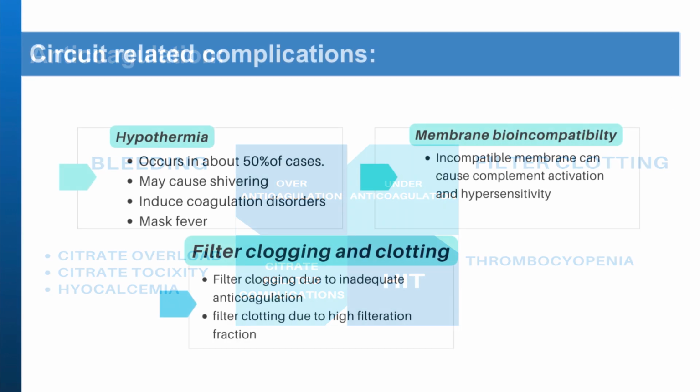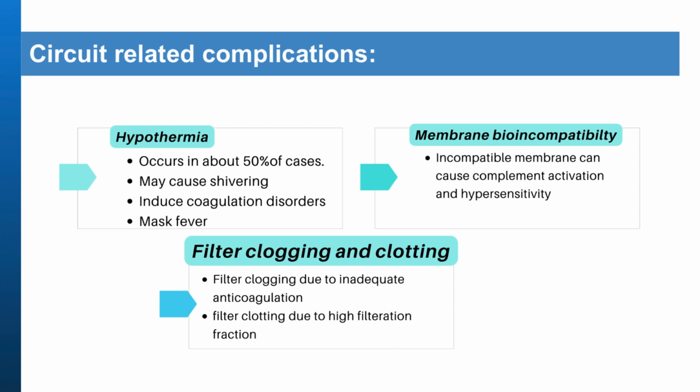After that, circuit-related complication, number 1 is hypothermia. When blood runs through the extracorporeal circuit, it loses its temperature, and this can cause hypothermia, and it usually happens in around 50% of the cases, and this can induce shivering, which increases the metabolic requirement of the patient, and also hypothermia can result in coagulation disorders, and it masks fever, so there is delayed recognition of infection.